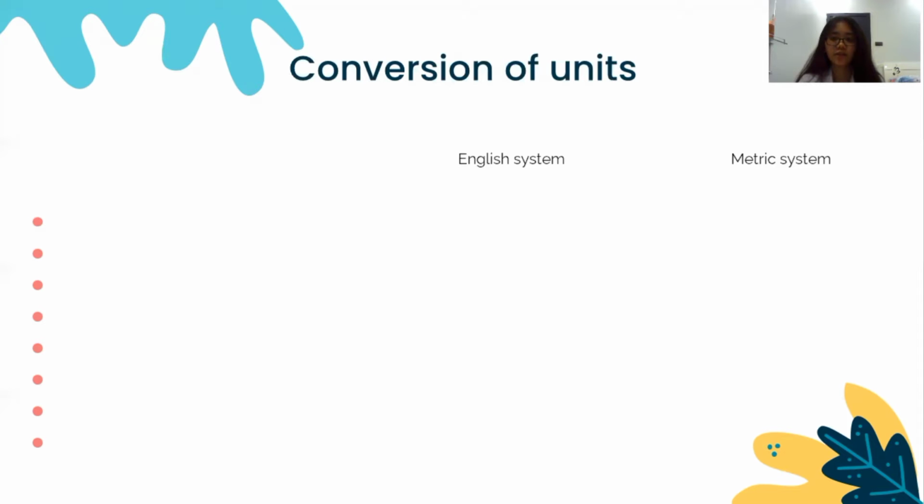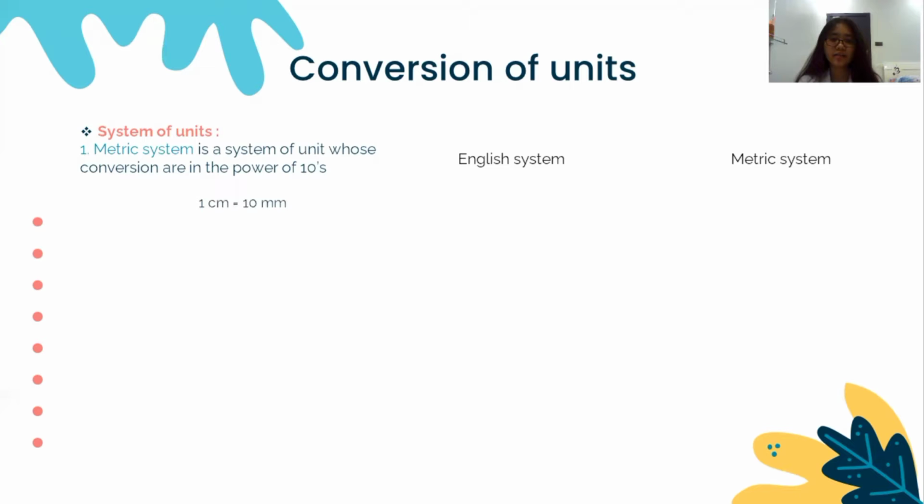Next is conversion of units. First we have system of units. System of units is classified into two, metric system and English system. Metric system is a system of units whose conversions are in powers of ten. For example, 1 centimeter is equal to 10 millimeter, 1 meter is equal to 100 centimeter, and 1 kilometer is 1000 meter. Next, we have the English system.